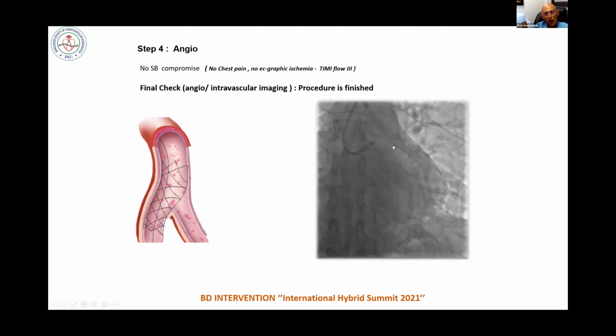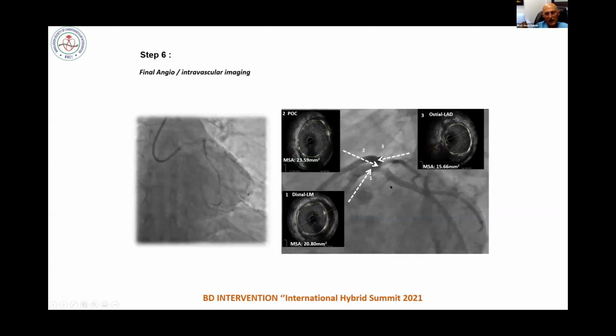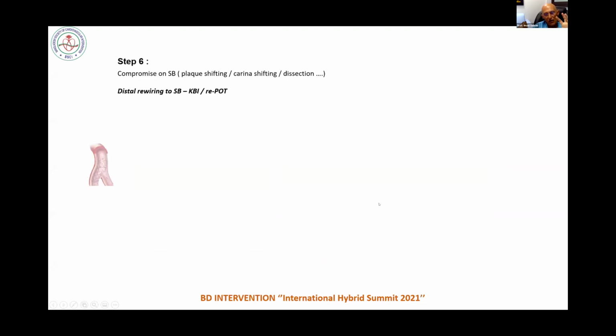If no compromise, and also on intravascular imaging, if you don't have any compromise of the side branch, your procedure can be considered finished. But if you have some... like this, I mean, this is a full success in this case.